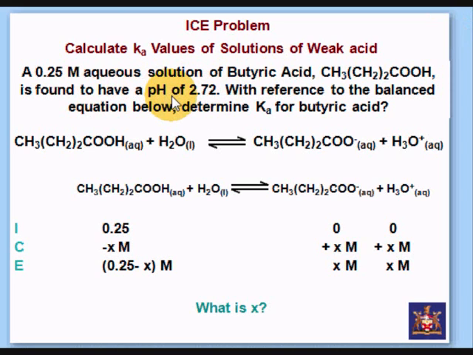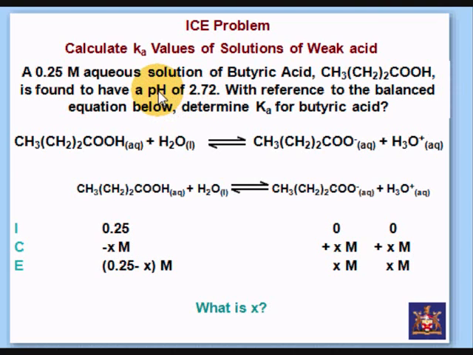Okay, now what else is in this question? Well, we were given the pH already, so this is going to aid us in working out our actual value. You've got to ask yourself, why is the pH important in this? We've got a pH of 2.72.